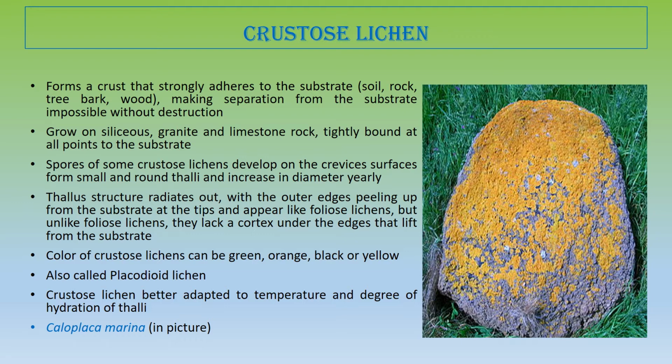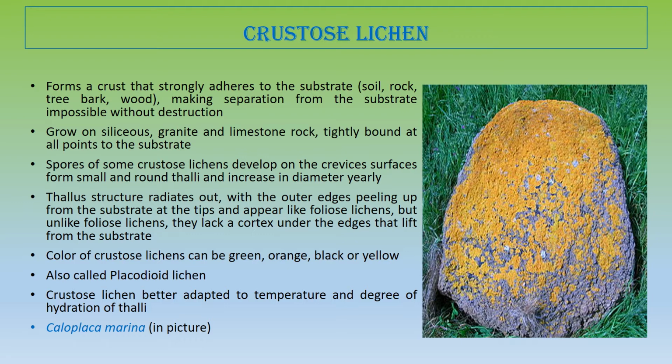Structurally, a crustose lichen is the very first type of lichen in structure. It is much simpler than the foliose or fruticose. This crustose lichen, as the name suggests, forms a very thin crust that is closely adherent to the substrate. It grows on soil, rock, bark of trees or wood. In soil, it can grow in both siliceous soil and rock. It can grow on both limestone or granite rock.